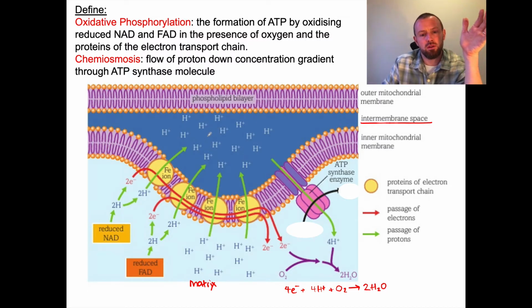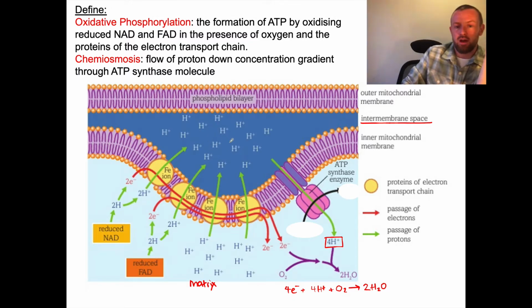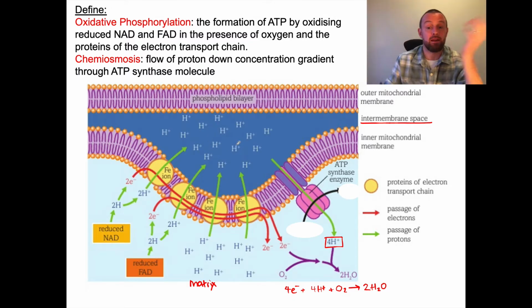So we pumped 6 protons that way. And also, we've used up these 4 protons that are floating in the matrix down here. We've taken them and stuck them together into water. So overall, we've created a gradient of 10 protons. We've removed 10 protons from the matrix, and we've added 6 over here. Okay, so that's quite a big gradient.